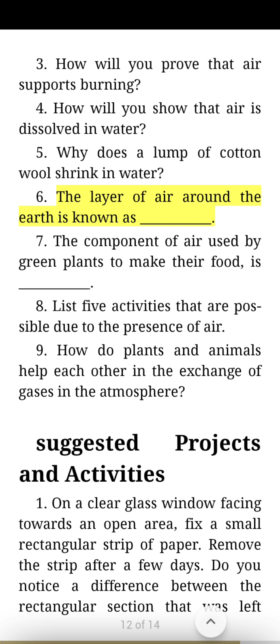6. The layer of air around the Earth is known as blank. 7. The component of air used by green plants to make their food is blank. 8. List 5 activities that are possible due to the presence of air. 9. How do plants and animals help each other in the exchange of gases in the atmosphere?